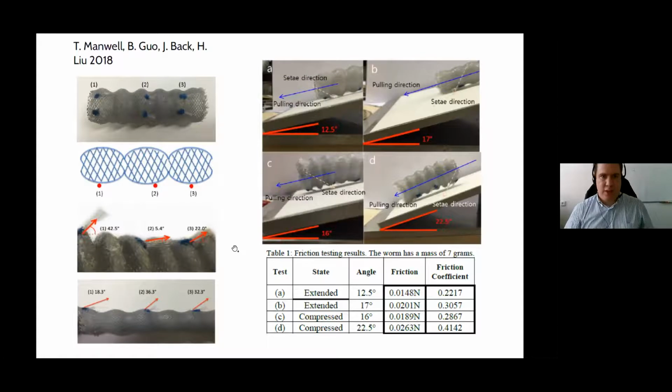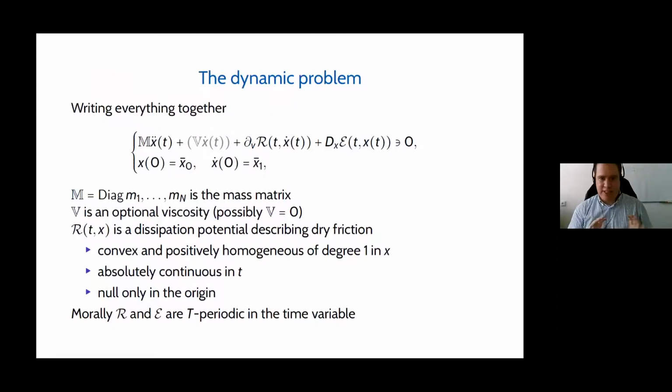We have a work with Antonio De Simone describing this in a mathematical way. So we have three locomotion strategies. Let's put everything together in an equation.